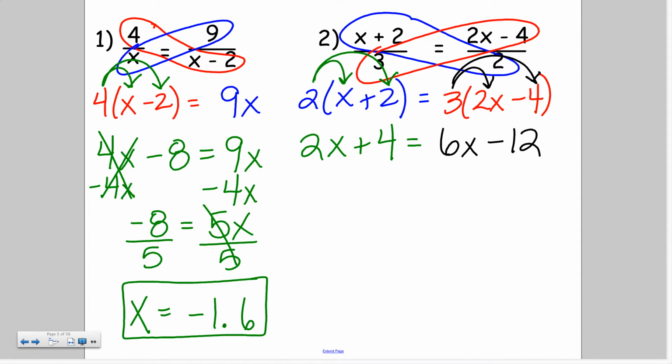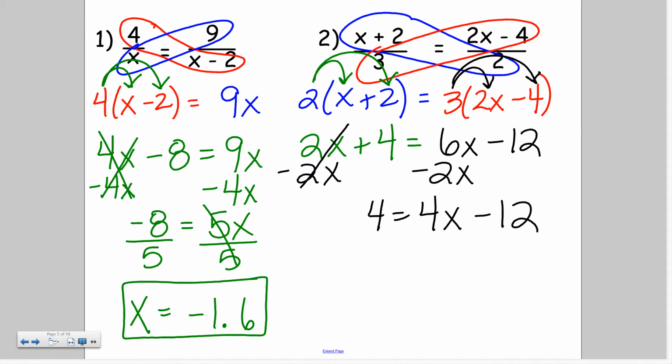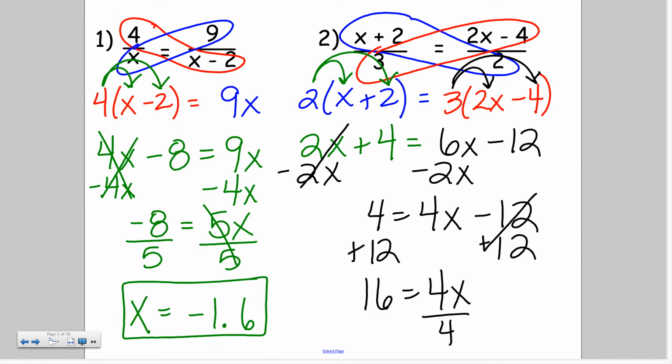Now I've got constants and variables on both sides. So I'm going to get all my constants, all my just plain old numbers, on one side, and all my variables on the other side. So I'm going to move 2x to the other side. Now I'm going to move 12 to the other side. So I can have all my numbers on one side, all my variables on the other side. Alright, last step is going to be divide by 4. And x is equal to 4.